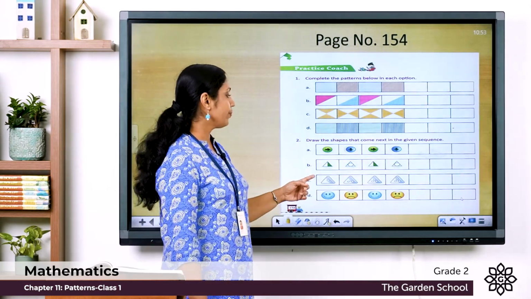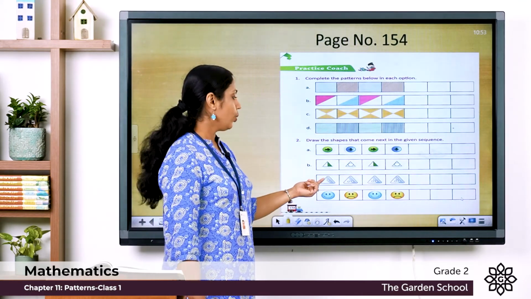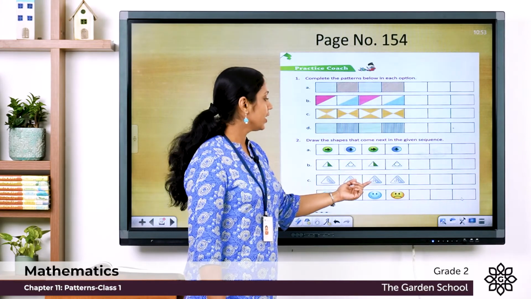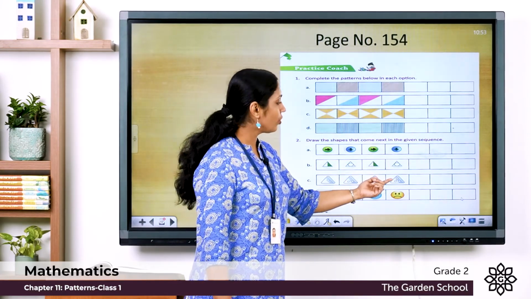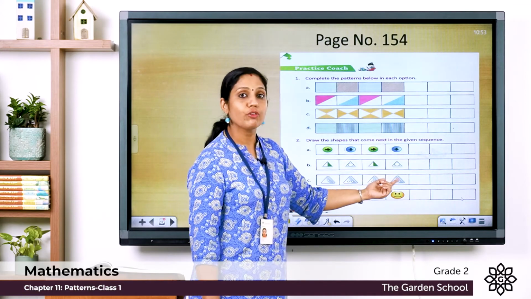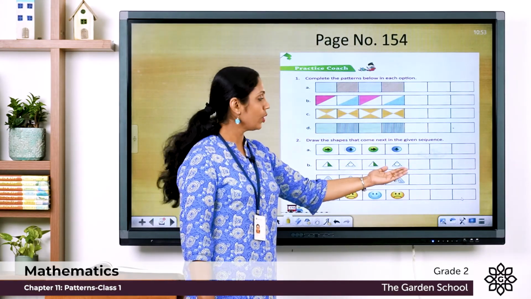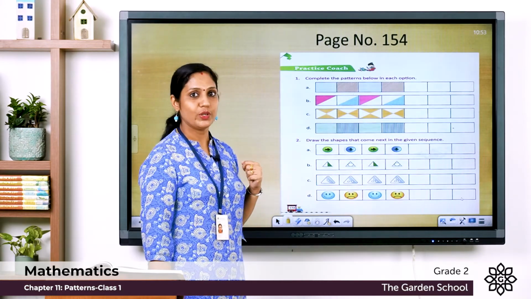Third, you can see in a triangle one circle is there. In the second picture you can see two circles. Third you can see three circles. Fourth you can see 1, 2, 3, 4 circles. So we can say that this is going in a growing pattern. So what will be coming next? Think and do it accordingly.